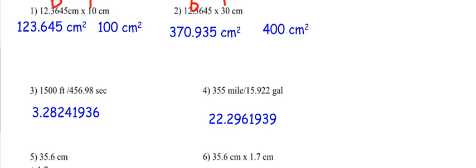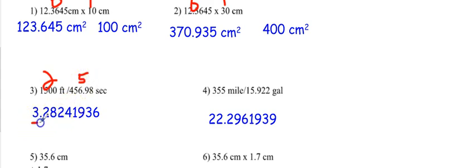All right, so about 1,500 feet divided by 456.98 seconds. Again, how many sig figs does 1,500 feet have? It has 2. Those zeros are not significant. There is no decimal point. How many sig figs are here? Looks like 5. So what is my lowest number, the 2 or the 5? It's the 2, isn't it?